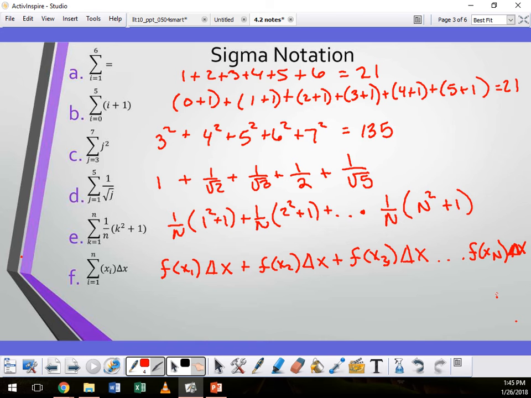Now, so let's take a look at our calculator, please. Let's find it on our calculator. So if I'm looking at my calculator, I have that.